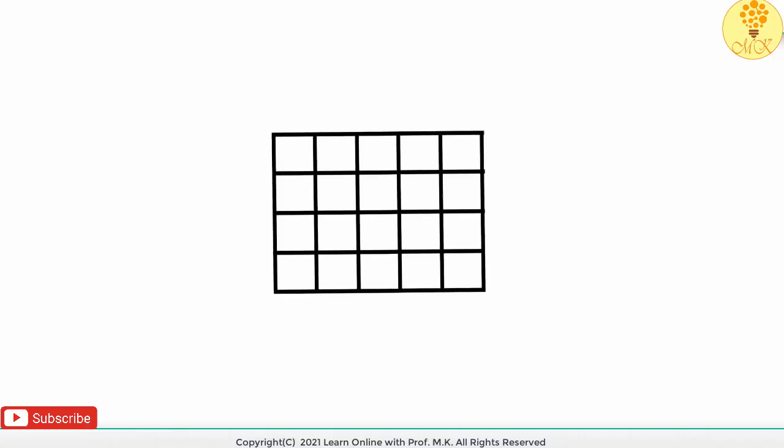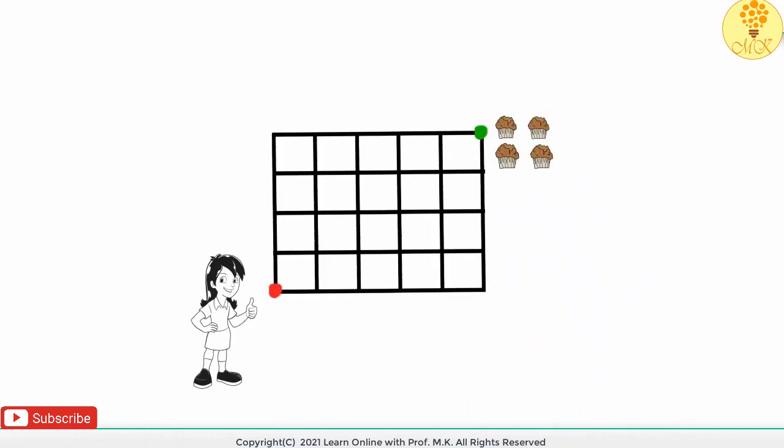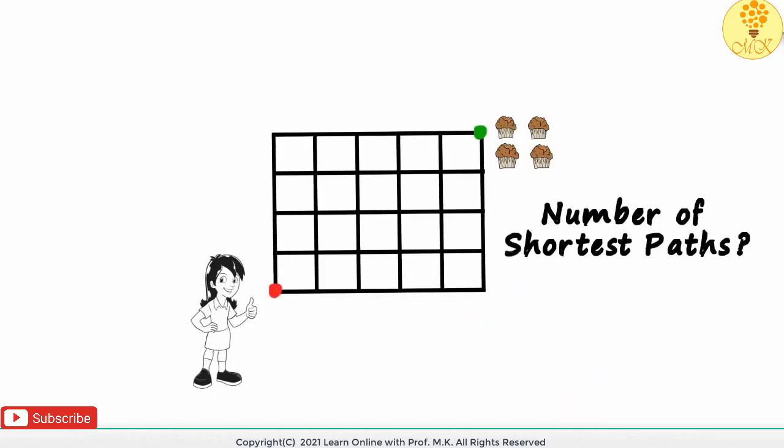We have been given this rectangular grid of paths, with this being the starting point and this being the destination. Zara is at the starting point and wants to reach the cake shop, which is at the destination. Think of these lines as paths Zara can take to travel to the cake shop. With this, we have been asked for the number of different shortest paths Zara can take to reach the cake shop.